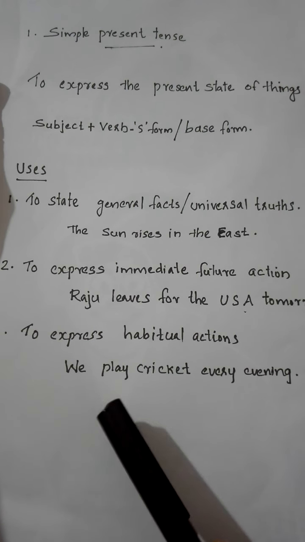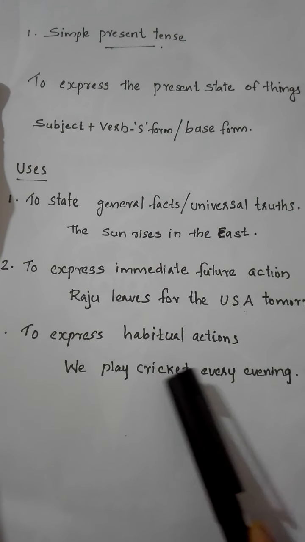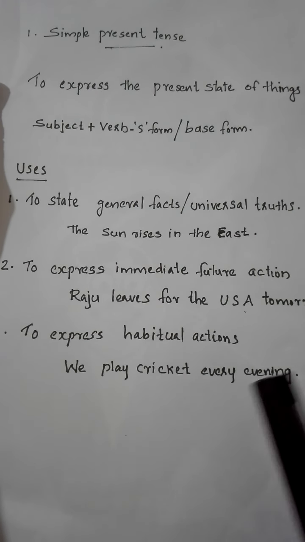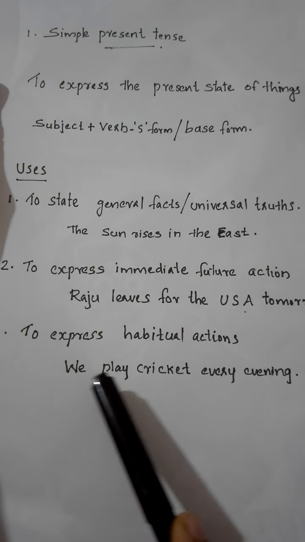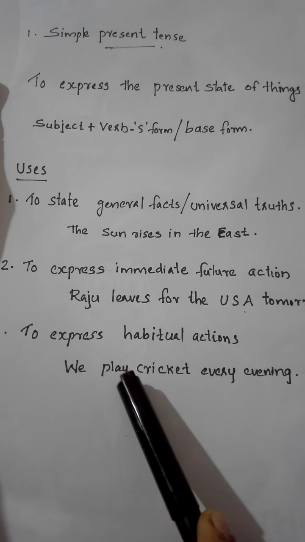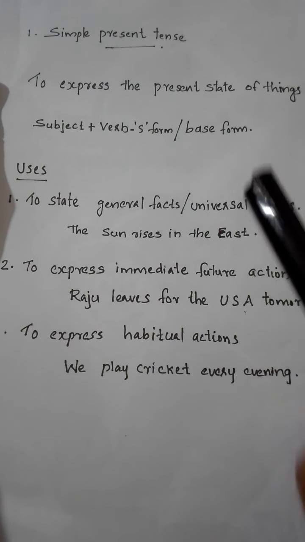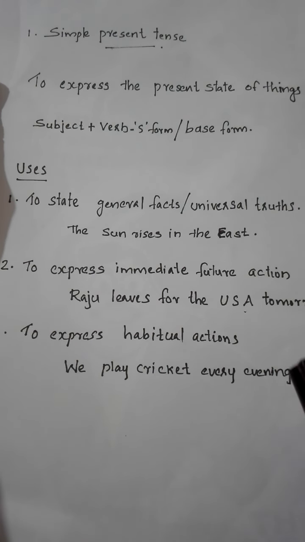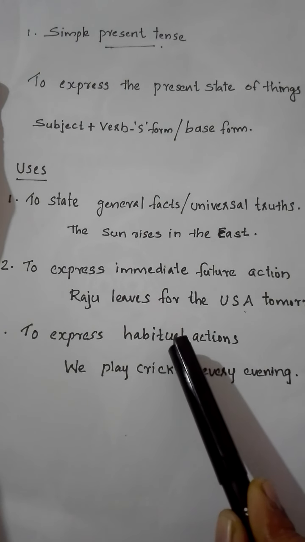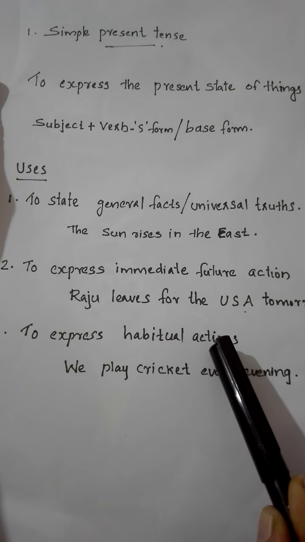See here, you can see the example. We play cricket every evening. Every evening we are doing what? We are playing cricket. So we can tell this in simple present tense. Every evening what we are doing, we play cricket. This is a habitual action.